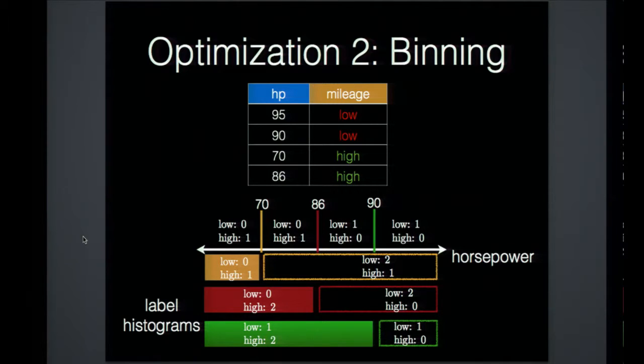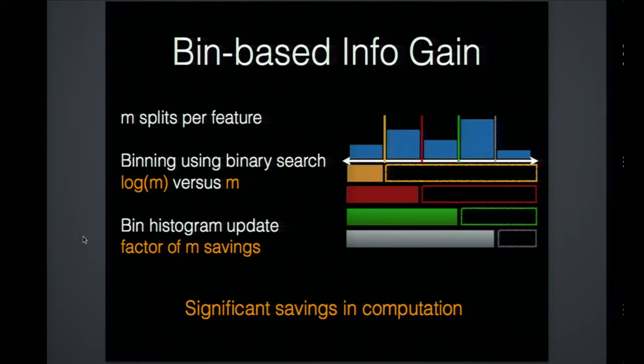Now, if you observe closely, you can calculate the split histograms from the intermediate bin histograms that we just calculated. So for example, if you wanted to calculate the left side label histograms for the orange split, it would just be the first bin histogram, and the right side label histograms would just be the aggregate over the rest of the bins. So if we have m splits per feature, you could do this binning operation using binary search in log m steps versus having to perform m split comparisons. Also, when we are updating the bin histogram statistics, we just need to do it once per feature instead of m times. So it gives us significant savings in computation.